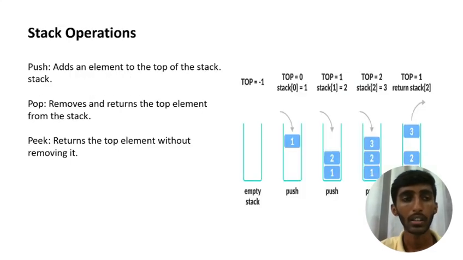Stack operations. There are three operations in a stack: push, pop, and peek. Push adds an element to the top of the stack. Pop removes and returns the top element from the stack. Peek returns the top element without removing it, as you can see in the picture.